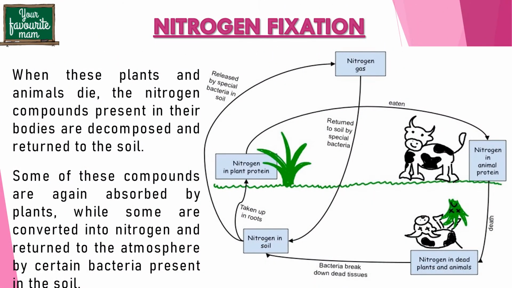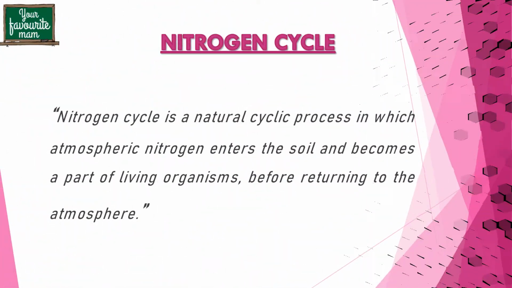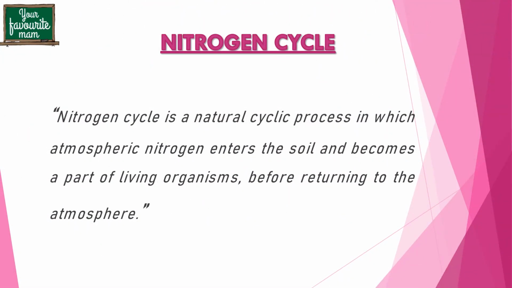When these plants and animals die, the nitrogen compounds present in their body are decomposed and return to the soil. Some of these compounds are again absorbed by the plants, while some are returned to the atmosphere by certain bacteria present in the soil. So this natural cyclic process by which atmospheric nitrogen enters the soil and becomes a part of living organisms before returning to the atmosphere is called the nitrogen cycle.